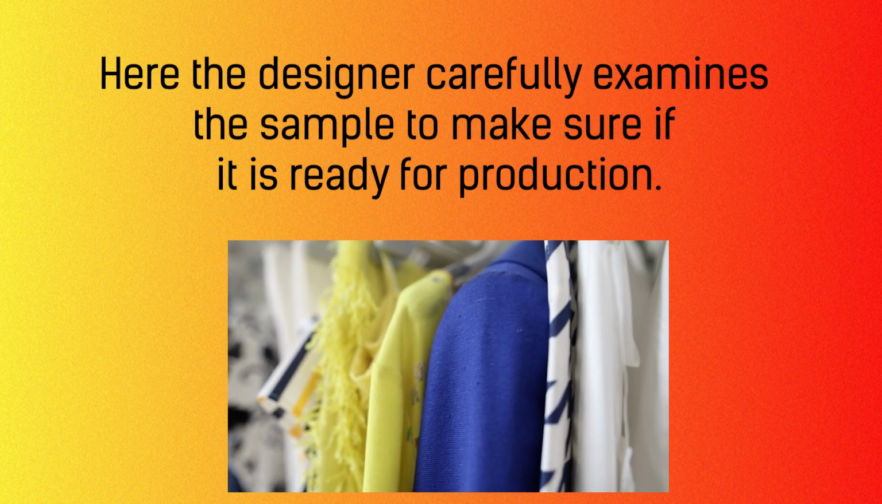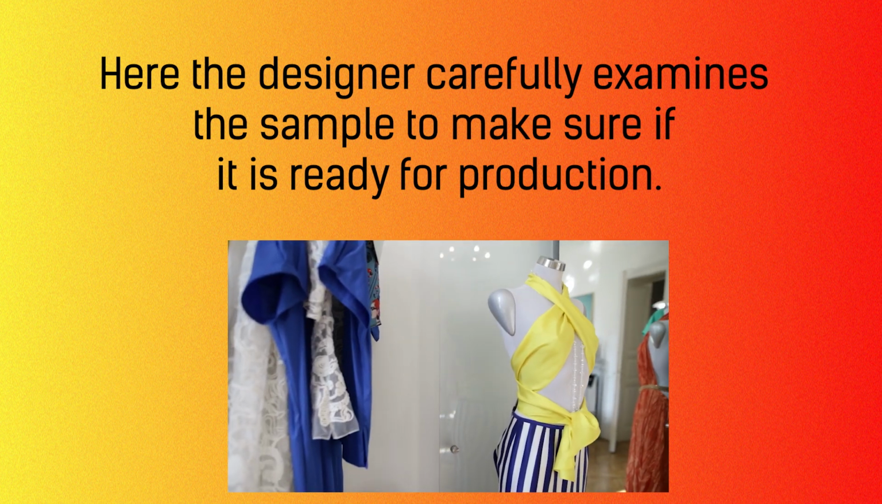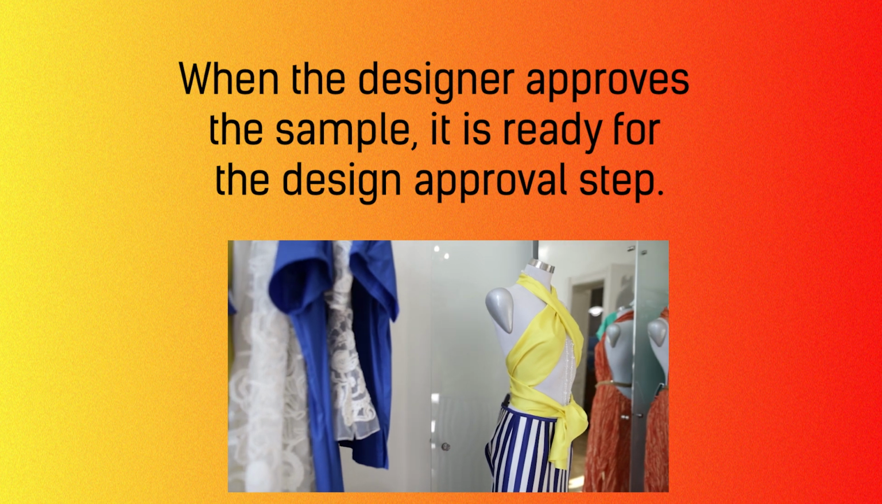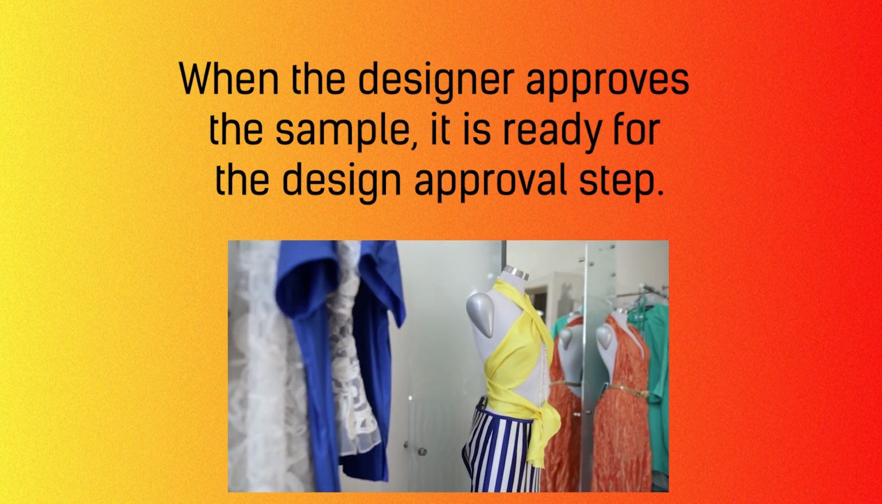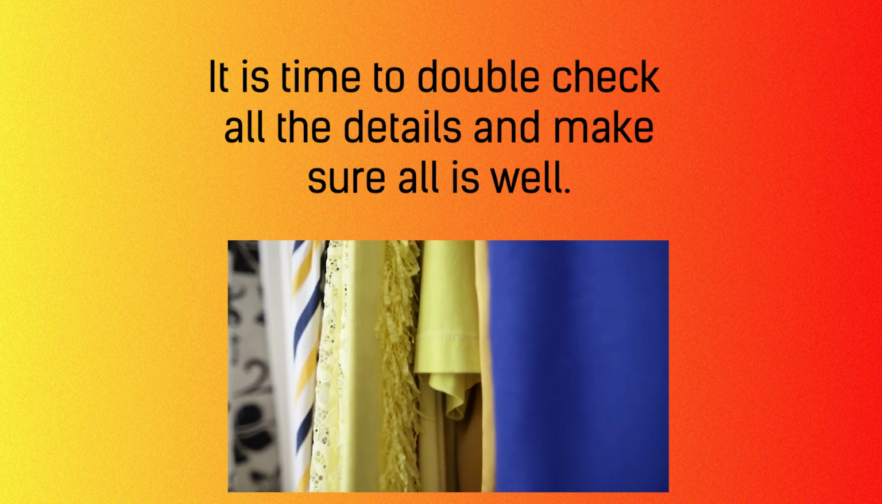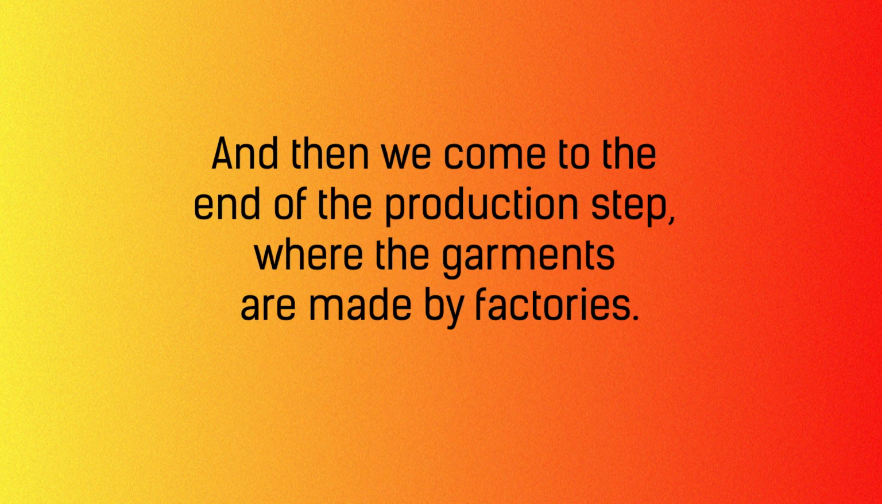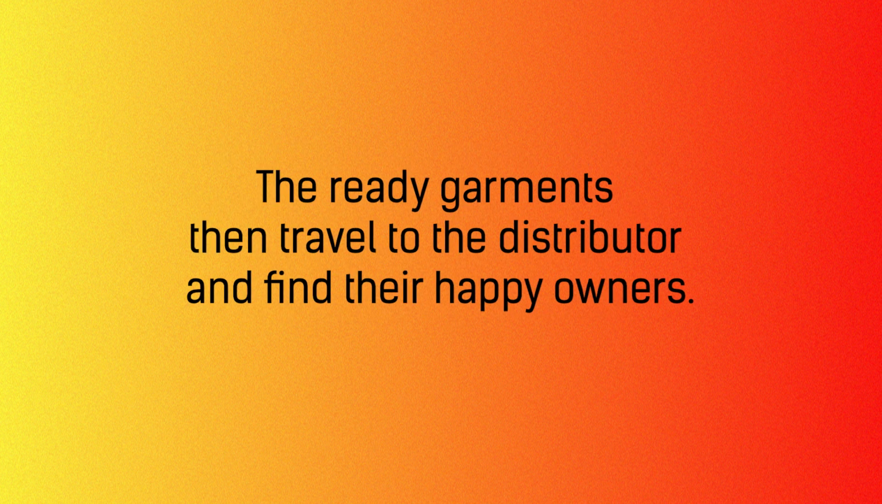Here the designer carefully examines the sample to make sure if it is ready for production. When the designer approves the sample, it is ready for the design approval step. It is time to double check all the details and make sure all is well. And then we come to the end of the production step, where the garments are made by factories. The ready garments then travel to the distributor and find their happy owners.